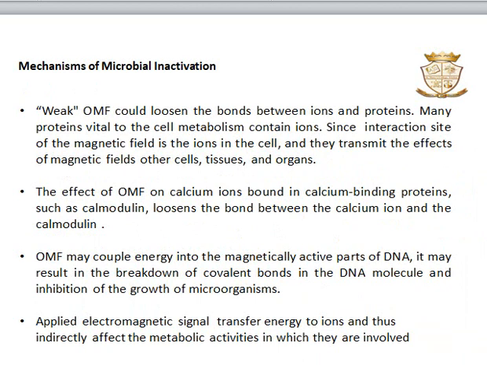The effect of OMF on calcium ions bound in calcium binding proteins such as calmodulin loosens the bond between calcium ion and calmodulin. OMF may also couple energy into the magnetically active parts of DNA, which may result in the breakdown of covalent bonds in the DNA molecule and inhibition of growth of microorganisms. Also, the applied electromagnetic signal can transfer energy to ions and indirectly affect the metabolic activities of the cell.